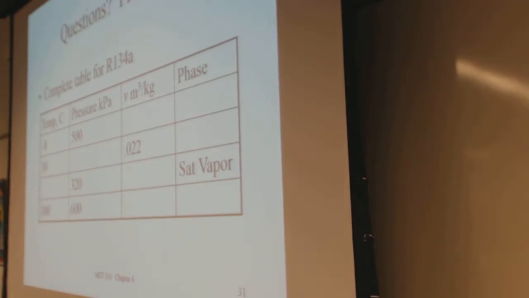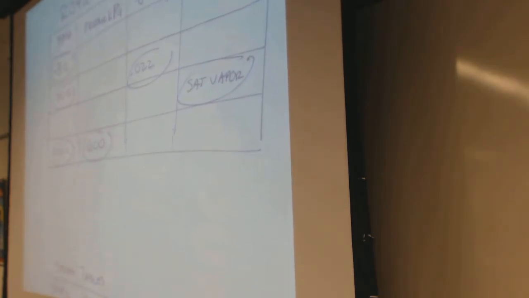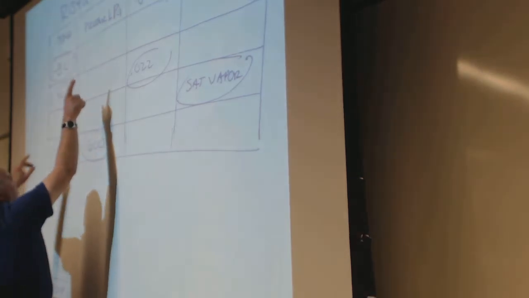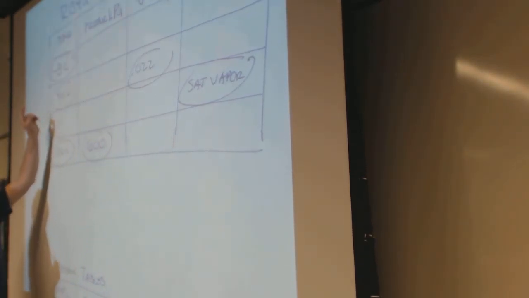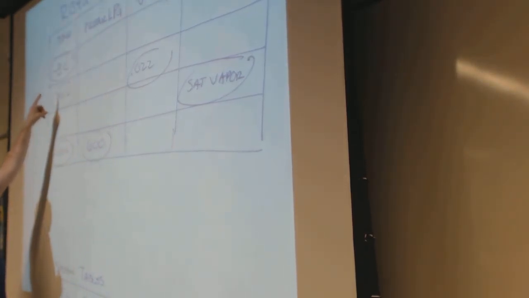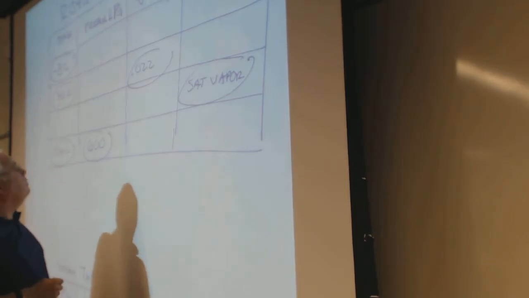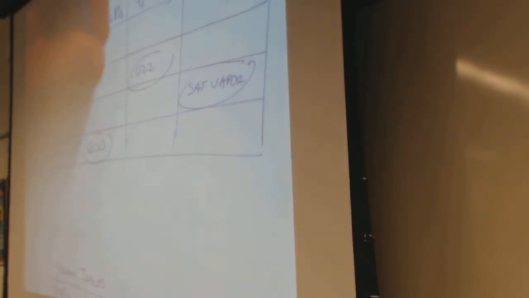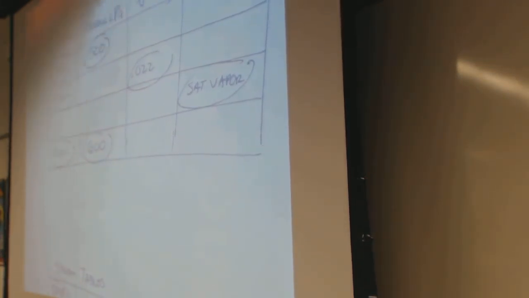So here's an example. We're looking at R134, and what we know is, okay, we're talking metric table, so we're in the first appendix. The first line, we know it's negative 8 degrees centigrade and had a pressure of 500 kilopascals.